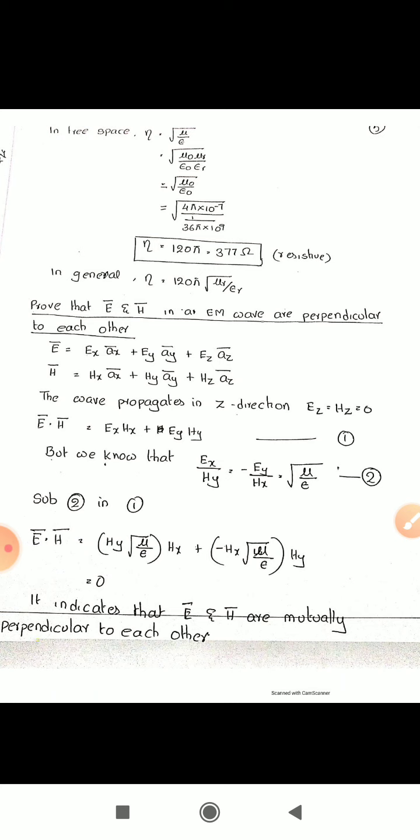So what is taken? E and H are taken. The wave is propagating along the z direction, so both the z components will be equal to 0. So we take E as having only an x component and H as having only a y component. We calculate E dot H. By taking E dot H, we can prove Ex by Hy equal to root of mu by epsilon by substituting equations 1 and 2. Finally we got E dot H equal to 0. So E dot H equal to 0 means both are mutually perpendicular to each other.